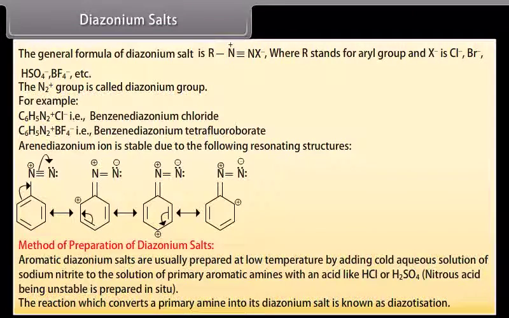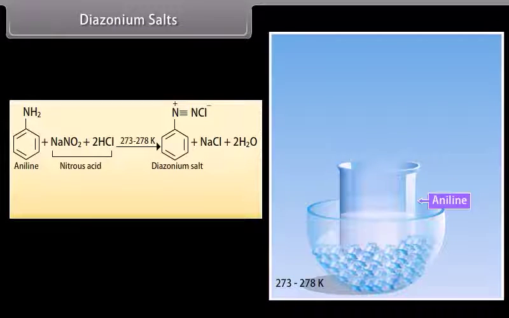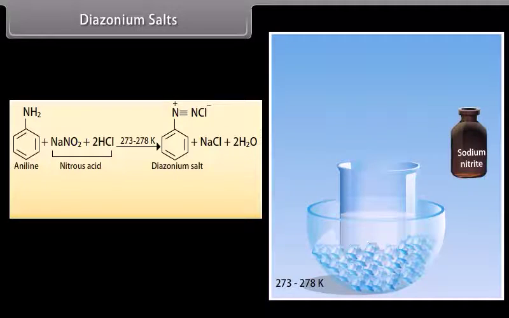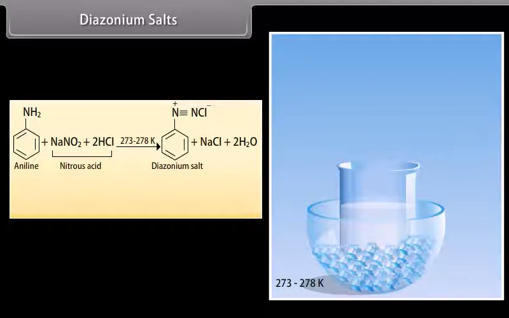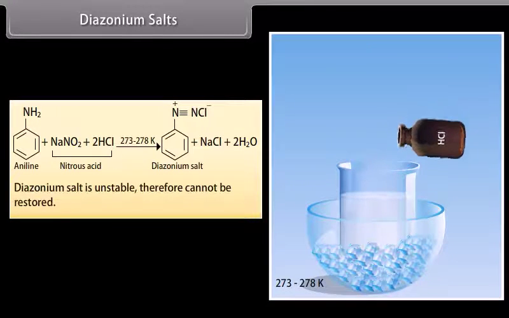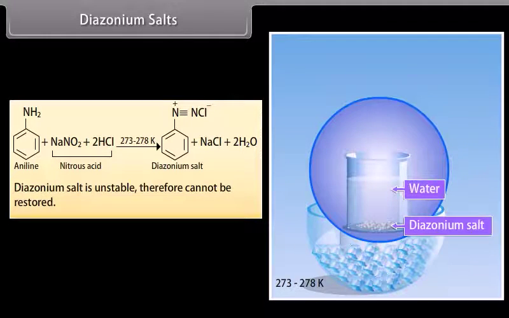The reaction which converts a primary amine into its diazonium salt is known as diazotization. Aniline reacts with cold aqueous solution of sodium nitrite and hydrochloric acid at 273 to 278 Kelvin and it produces diazonium salts. Diazonium salt is unstable, therefore cannot be stored.